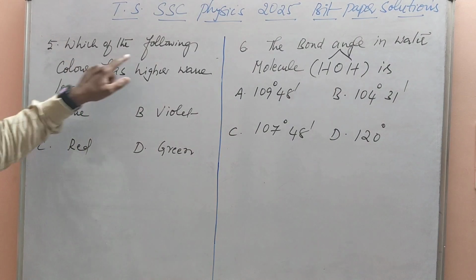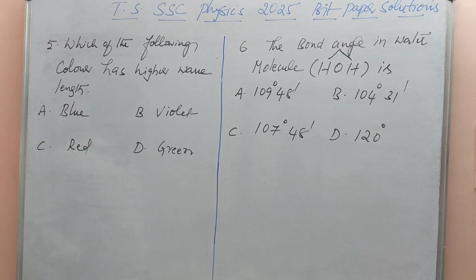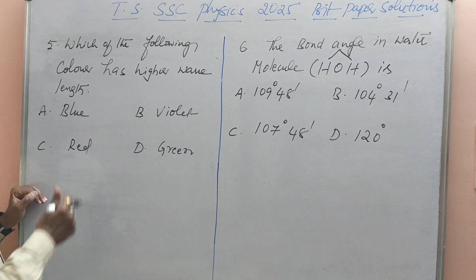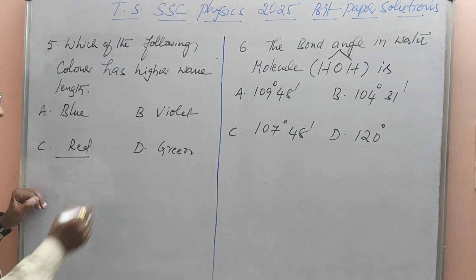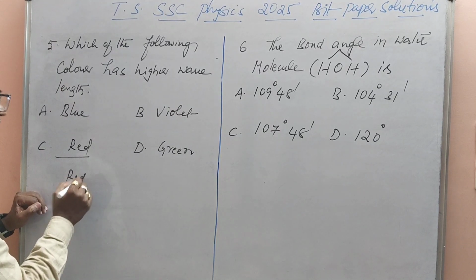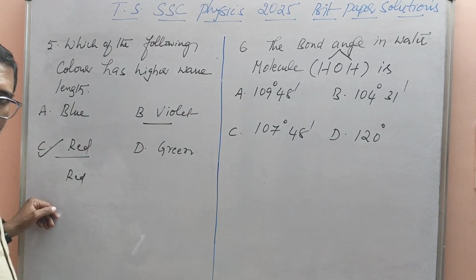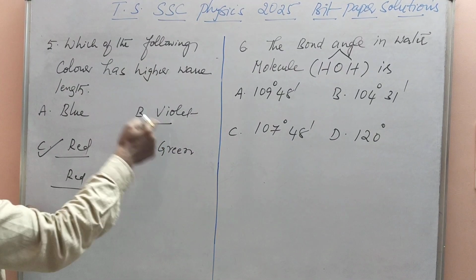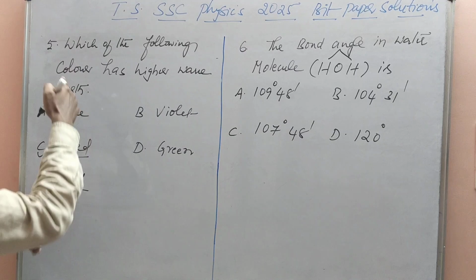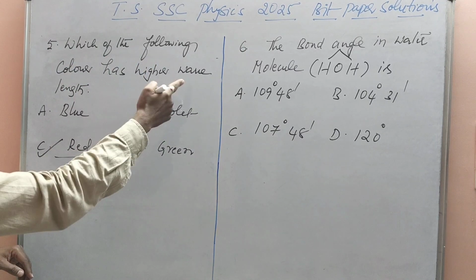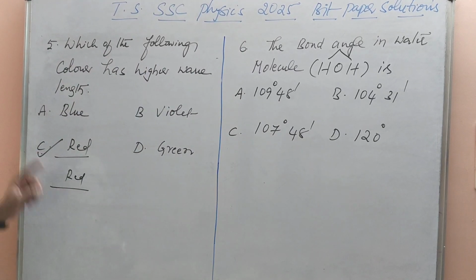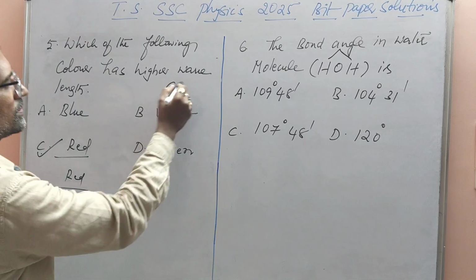Fifth question: which of the following colors has higher wavelength? Think about the highest wavelength. The highest wavelength colored light is the red color. That is, the answer is C. The least wavelength is violet, you know that. Here he asked for the highest wavelength: which of the following colors has higher wavelength? Nothing but the red color. This is the right answer, C for this.